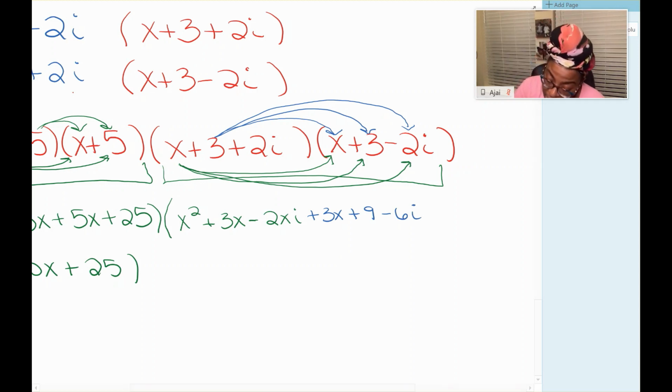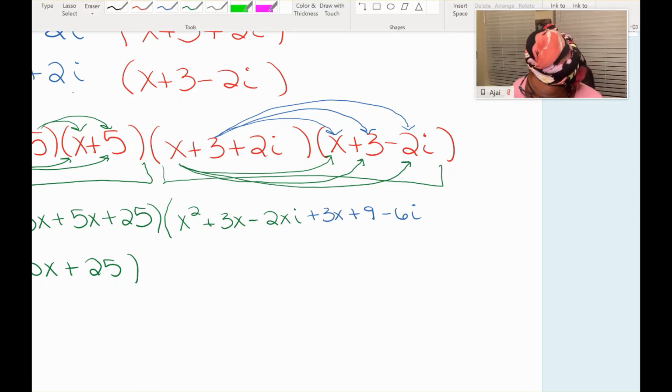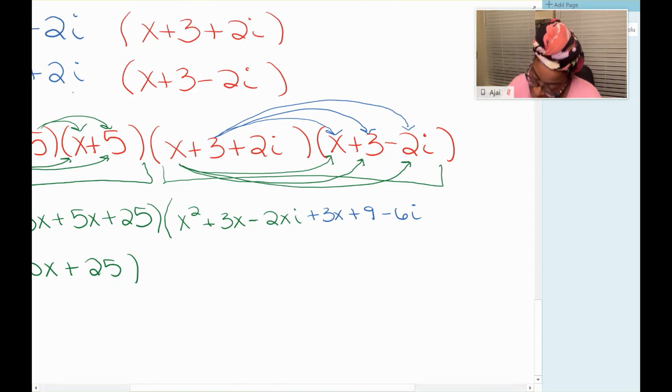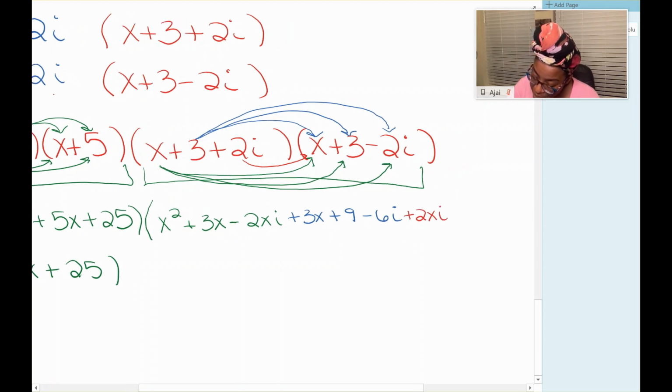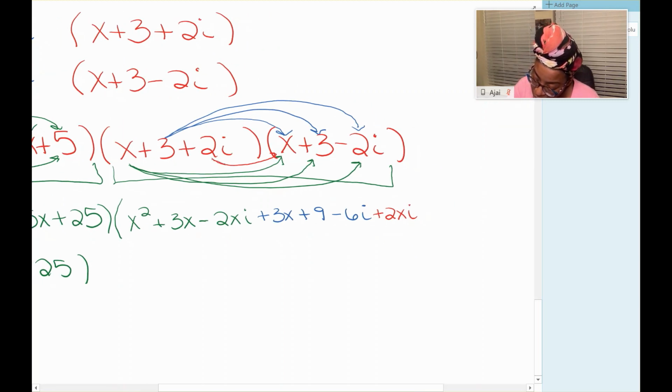Okay. And then I'm going to change colors again. Let me do, I guess, red. All right. Now let's take 2i and distribute. So 2i goes to the first term here, that's going to be 2xi. Then I take 2i and distribute it to the 3. That's going to be positive 6i. And then I take 2i and I multiply by negative 2i.